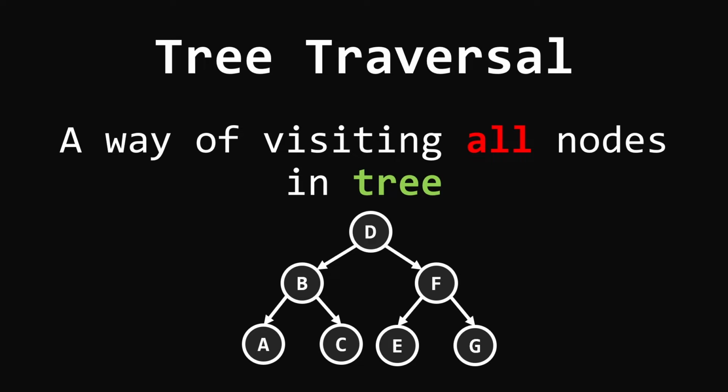Hello. In today's video, we're going to be talking about tree traversal and more specifically, in-order tree traversal. Before we get started, let's talk about what exactly tree traversal is. Tree traversal is a way of visiting all the nodes in a tree. This could be a binary tree, it could be a trie, it could be anything, but as long as we visit all the nodes in the tree and process the nodes in some way, that would be considered tree traversal.